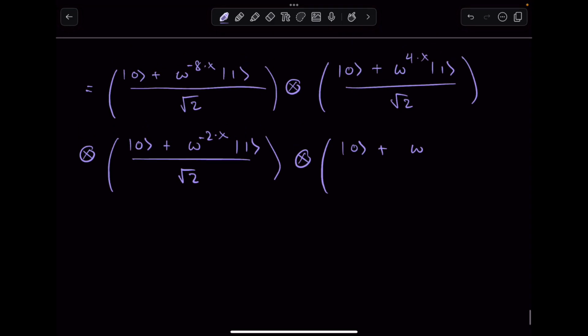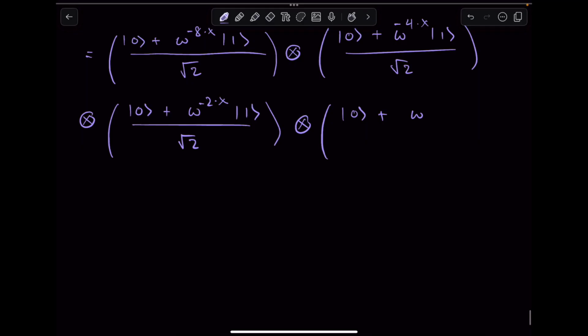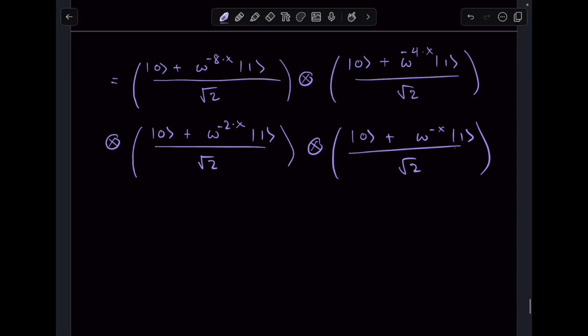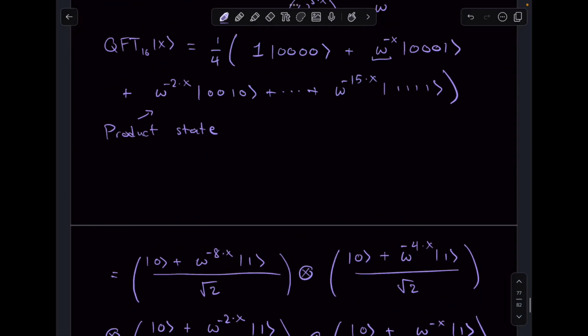Oh, this is a minus sign here. Minus x. Okay, so now let's see why this product formula is actually equivalent to this sum that we wrote up here.